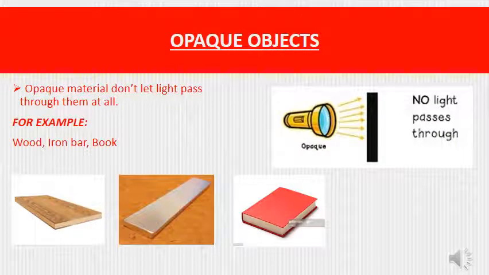Opaque objects. Opaque objects do not let light pass through them at all, meaning no light can pass through these objects. For example, wood, iron bar, and book. These materials will not allow any light to pass through them.